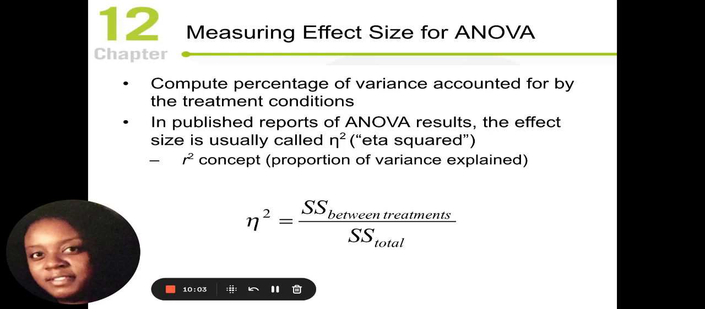To compute the percentage of variance accounted for by the treatment conditions, we have to measure the effect size for the ANOVA. And in published reports of analysis of variance results, the effect size is usually called lowercase eta squared, η². And you can see what that formula looks like on the screen as well.